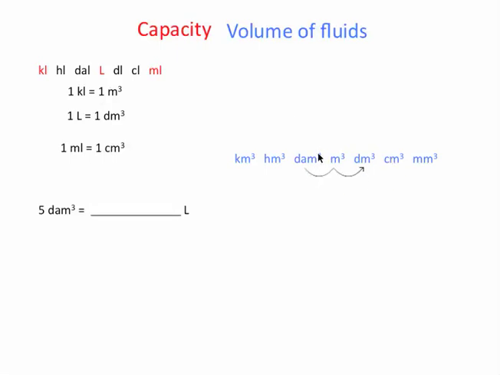2 times 3 is 6. So that's going to be 6 steps to the right for the decimal point. So here's my 5, here's my decimal point right after the 5, and I'm going to move that over 6 steps to the right. And I fill up all the empty little spots with zeros. There we go. 5 million decimeters cubed. Now since 1 decimeter cubed is 1 liter, then we know that we have 5 million liters. And that's it. Have a good day.